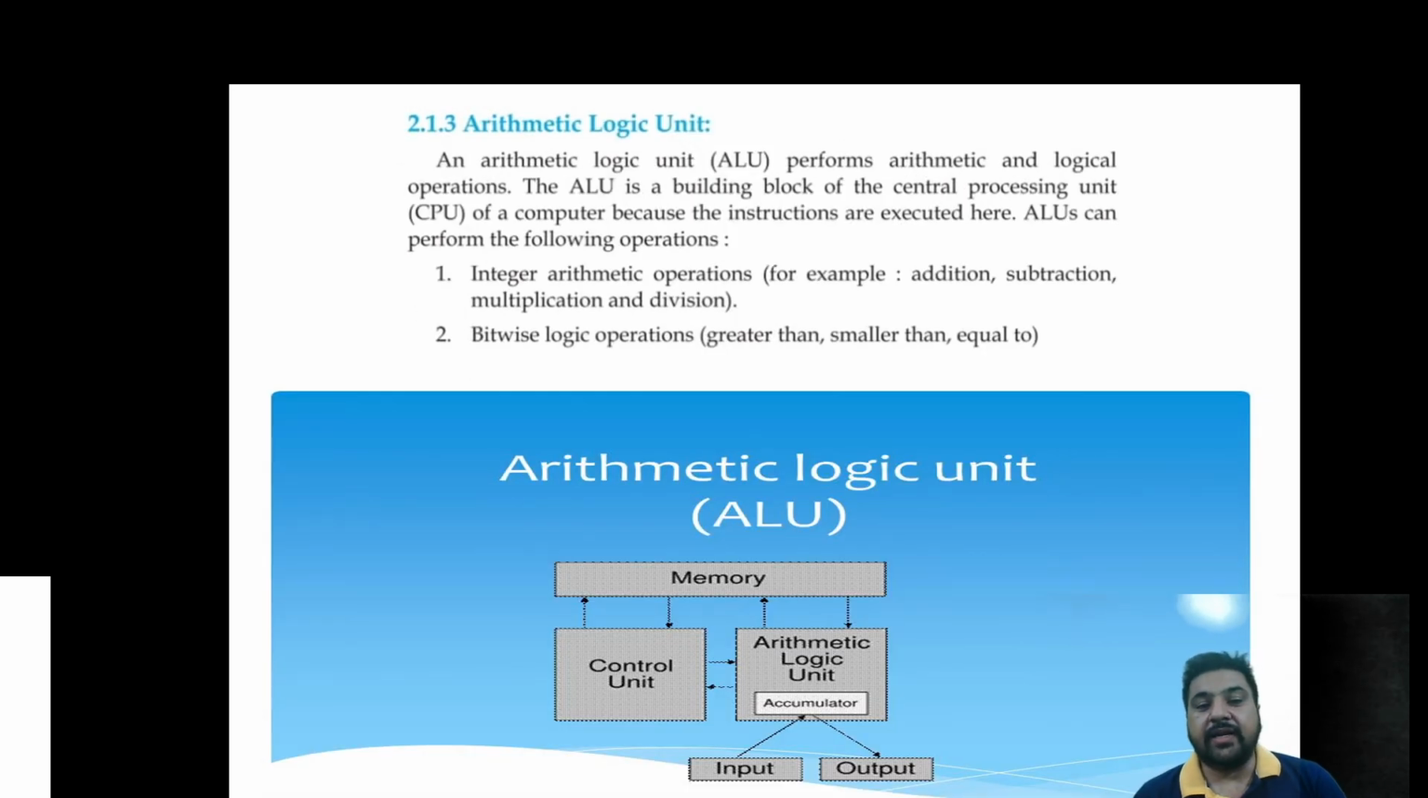Now, the arithmetic and logic unit. An arithmetic logic unit, meaning ALU, performs arithmetic and logical operations. The ALU is a building block of the central processing unit, meaning the CPU of a computer, because the instructions are executed here. ALU can perform the following operations: integer arithmetic operations, for example addition, subtraction, multiplication and division; and bitwise logical operations like greater than, smaller than and equal to.